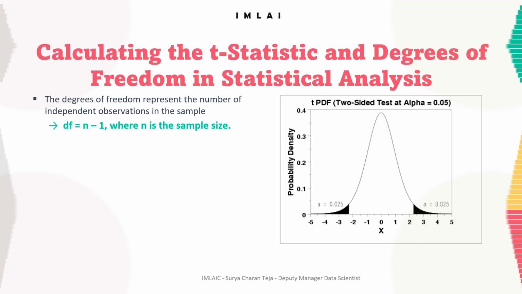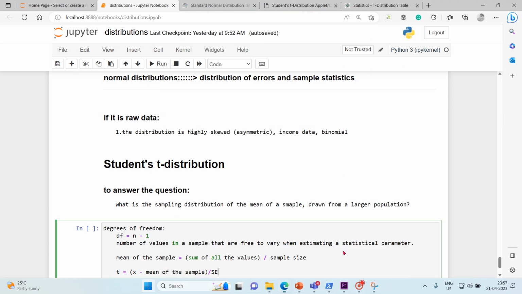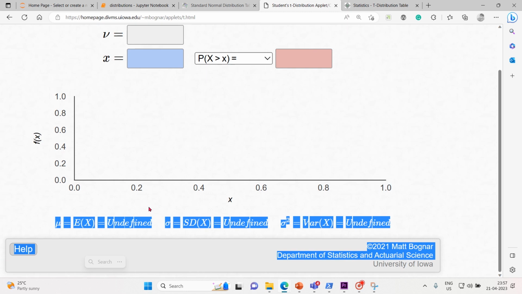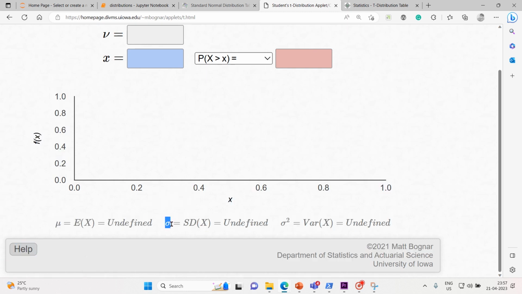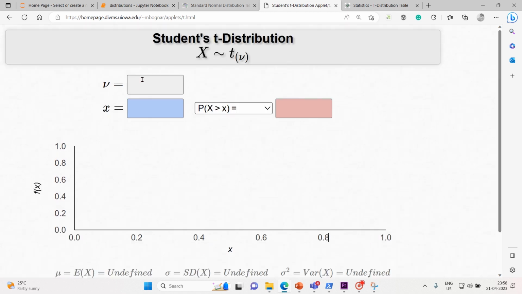Let's do a small simulation. Okay, so this is a Student's t distribution simulation. This is our variation, that's degrees of freedom, DOF. Here you can see mu, the population parameter, which is undefined, and here you see sigma, the standard deviation, and x, undefined, and here you can see the variance. These are all undefined. Let's take a degree of freedom.